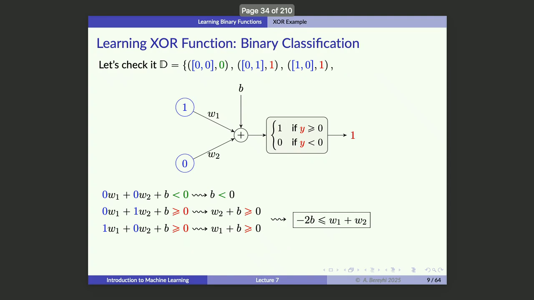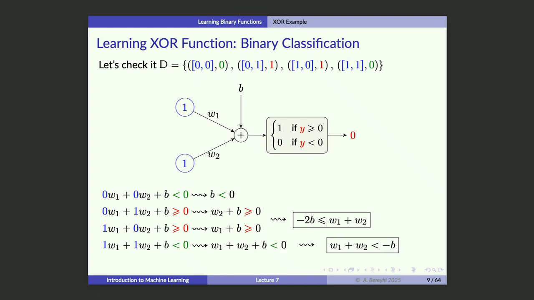If you just combine the second and third ones, so basically you just sum them up and play around with the equation, you're going to end up with this fact: you need the sum of weights to be more than minus 2 times B, minus 2 times your bias, right? And then if you take the last one, you write it down again, you play around with the equation. You need the sum to be smaller than minus bias.